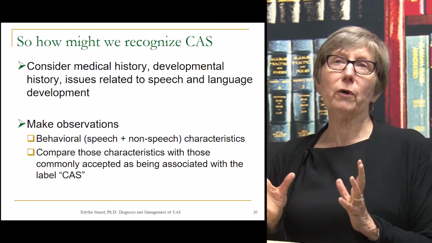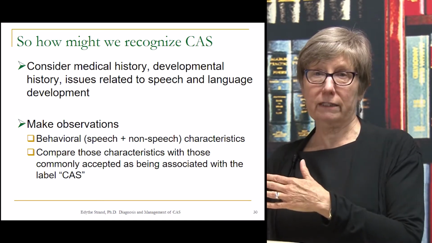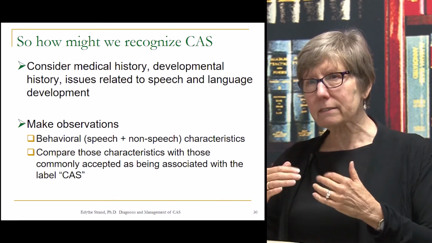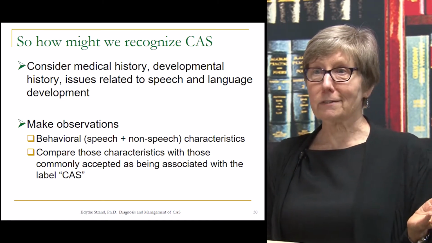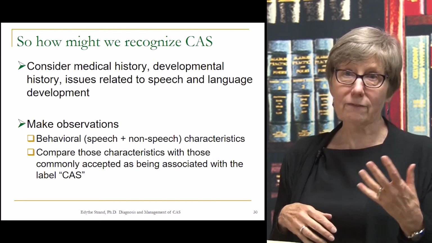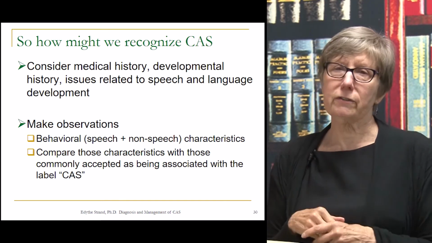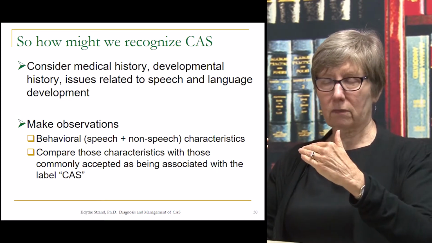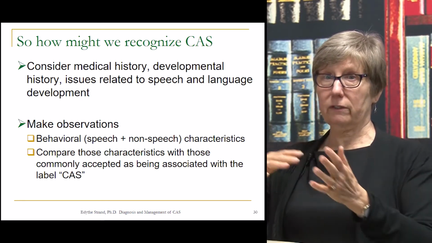The most important thing we do, however, when we're trying to come to a differential diagnosis, when we're trying to decide if we recognize any characteristics that we associate with childhood apraxia of speech, is that we make observations. This is what we do in all assessment, isn't it? We make behavioral observations that are both speech and non-speech, speech characteristics probably being the most important. And then we compare those characteristics with those commonly accepted characteristics related to any particular label.